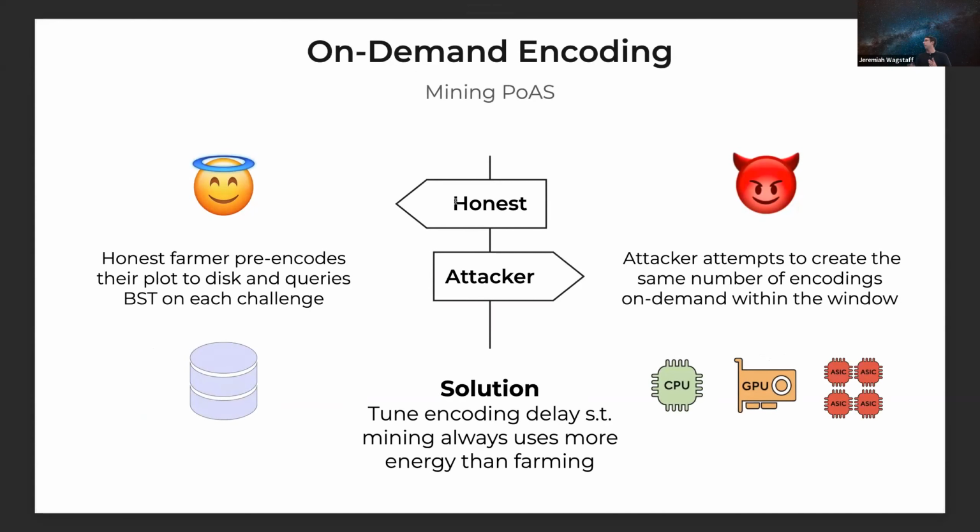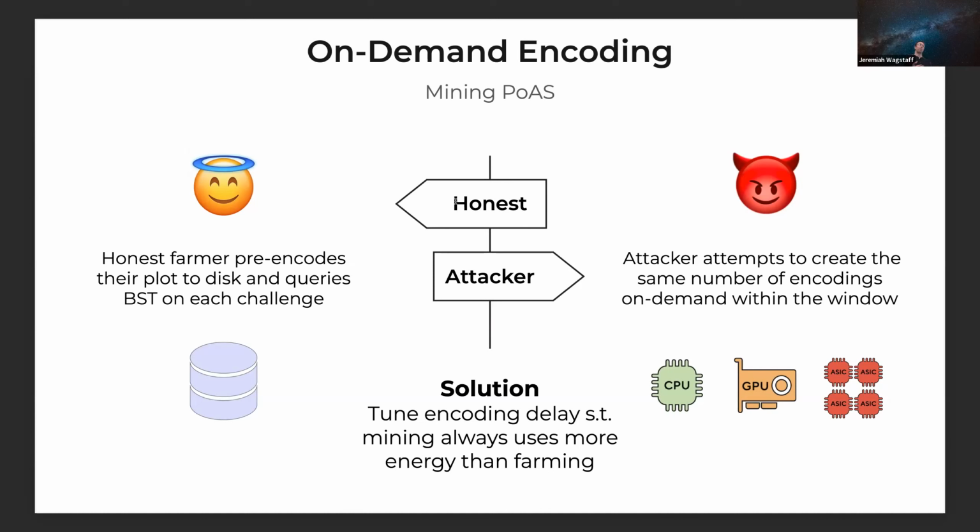Okay, so the next thing you can do, a simple, straightforward way to think about it, is you can just mine the proofs of archival storage on demand. The honest farmer has created this plot, written it to disk, and has the BST on disk. When there's a challenge, they query the BST. There's nothing to stop you from just encoding with no disk, and once you see a challenge, there's some window when that challenge is still available to produce a solution. It's about a second that you have right now. And you could just encode as many pieces as you want within 1 second, the challenge window. And you have some probability that you're going to get some solution.